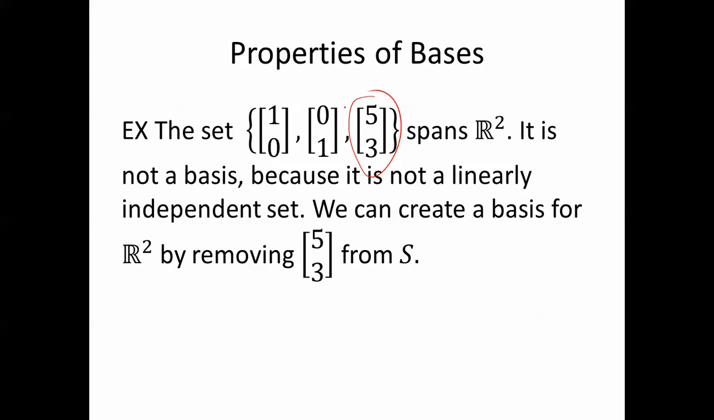You can express (5, 3) as a linear combination of those two. The set is not linearly independent. We can create a basis for R2 by removing (5, 3) from S. So if you get rid of that vector, now you've got a basis.